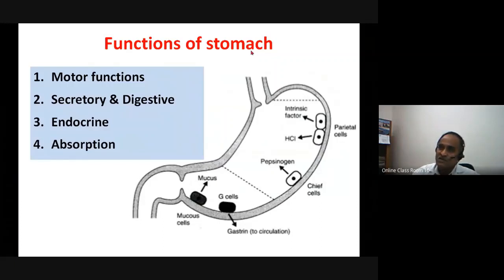What are the functions of the stomach? These functions can be divided into four. One, motor functions, that is the motility related. Then secretory and digestive functions, that is regarding the secretion and the digestion. And then the endocrine functions, that is performing the endocrine aspect either at the local level or at the systemic level. And the absorptive functions. These are the four important functions of the stomach. Now we see one by one.